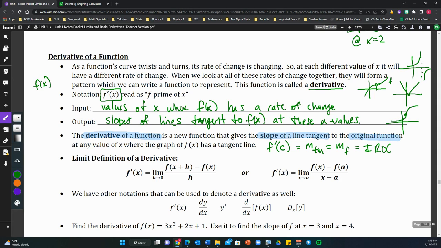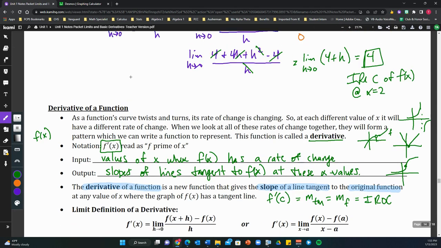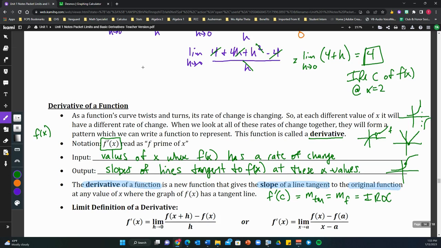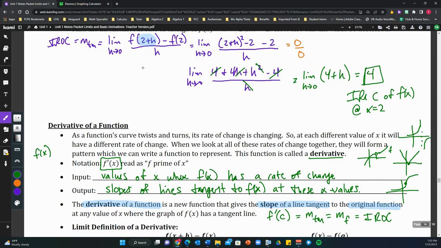So again, to come up with the actual equation, we have this process that we just did with the previous example, where if I want to find the slope of a function at one value of x, I can just do this process one time, actually putting the number in there. But if my ultimate goal is to know the slope or the rate of change at any value of x, I wouldn't want to do this over and over again.